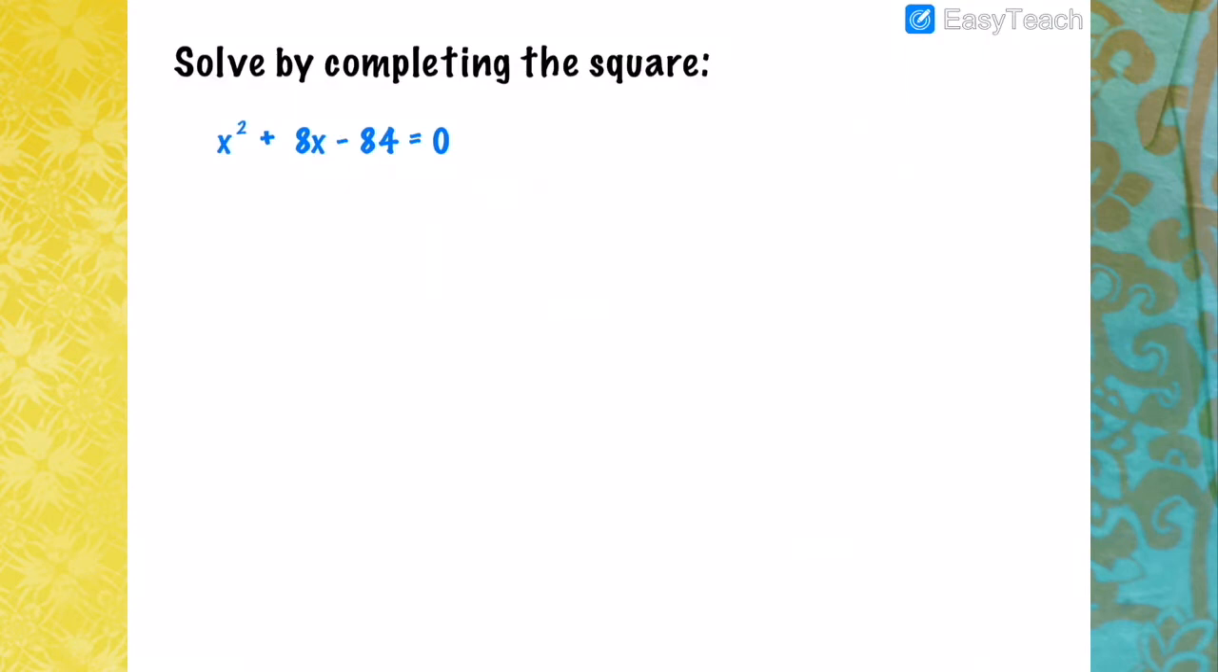Let's do another example. x squared plus 8x minus 84. What's the first step? That is right. We move the constant to the other side of the equation. So we have x squared plus 8x equals 84. Since it's negative here, when you transfer it becomes positive 84, or plus 84.